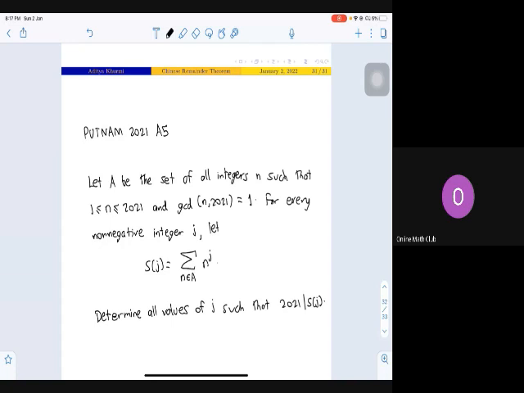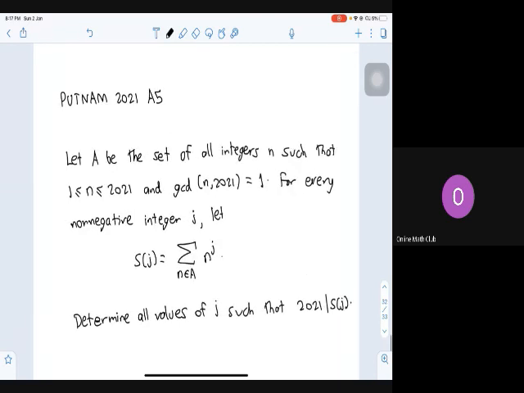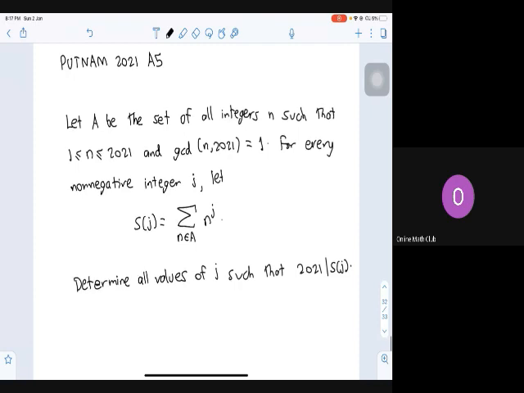What is the correct way of pronouncing Putnam? I think it's Putnam, but it's Putnam, so you don't know anything. Could be anything. Could be Putnam.